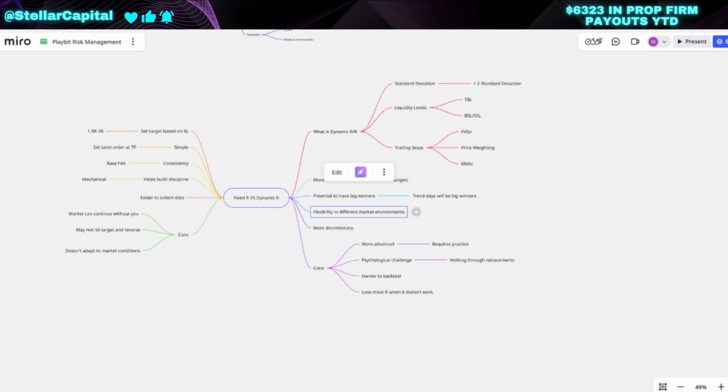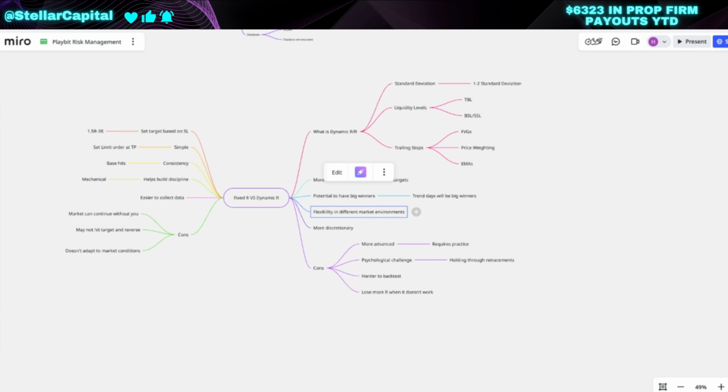In something like a really choppy environment, you may be looking for a 2-to-1, and then it gets to a 1.5, and then it reverses and tags you out at stop loss. Because a lot of times with our fixed risk reward, we do not use a break even. And so it has a little bit more flexibility with a trailing or dynamic stop loss. Obviously, due to that, it's going to be more discretionary. So you're going to need more knowledge and experience in the market, and you're going to have to learn how to use it a little better.